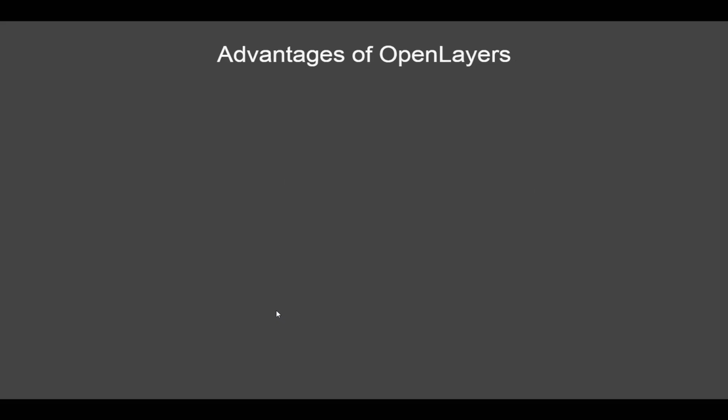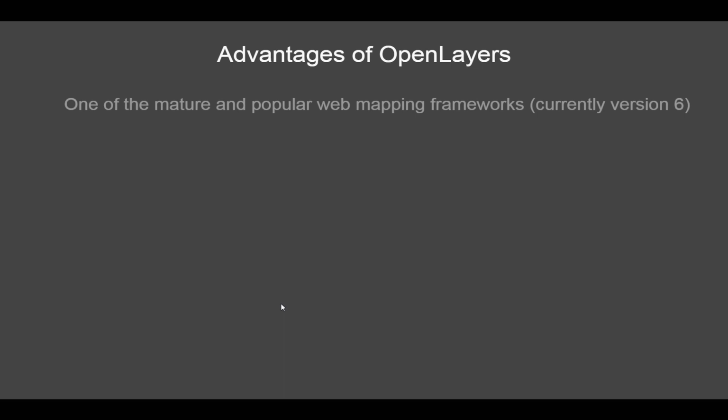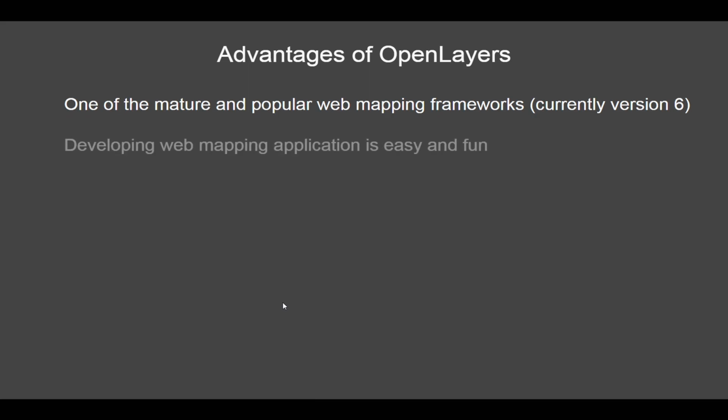So there are currently many alternatives to OpenLayers, like Leaflet or Google Maps API. So why use OpenLayers instead of other web mapping APIs? Well, the first reason is it is a very, very mature and popular web mapping framework, right? And currently the latest version is 6.